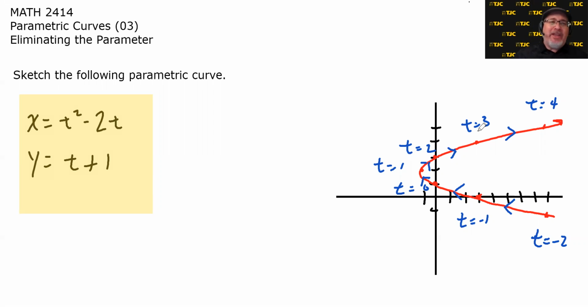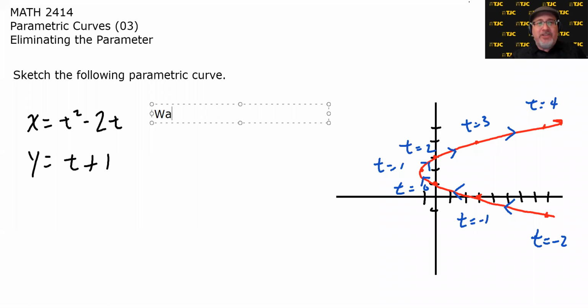We can do what's called eliminating the parameter. Eliminating the parameter is basically taking your parametric equations and doing some algebraic manipulations to make the parameter disappear. Translation, get rid of the t. Now there's more than one way to eliminate a parameter, and as we go through this series of videos, I will continue this list of ways to eliminate a parameter.